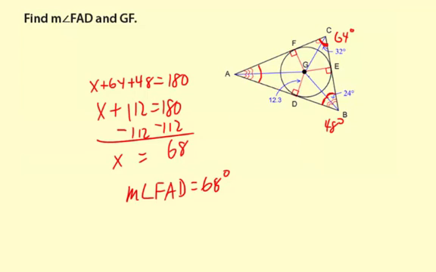Okay, now let's look at the measure GF. That's the same measure as GD, which is 12.3. So we can just say that GF equals 12.3.